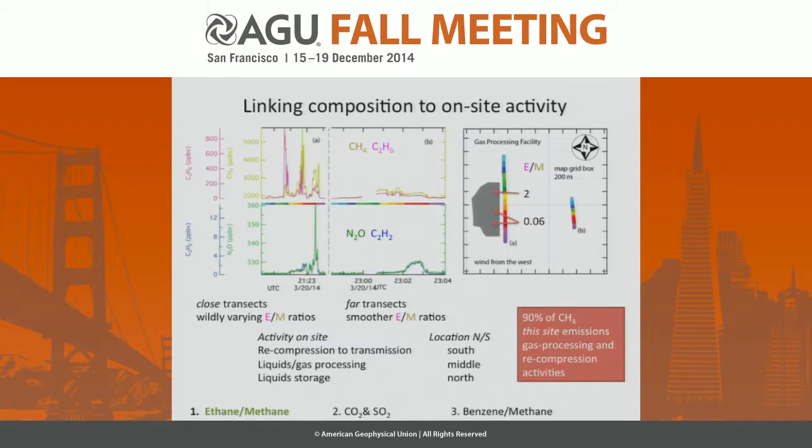This facility was distilling out the ethane, the propane, and butane and keeping it up here until it could be moved off site. The actual work of doing the processing as well as the recompression and transmission onto the transmission sector was taking place down here. And in this case, we're apportioning for the site-wide emissions 90% of the methane to that activity in the transmission.